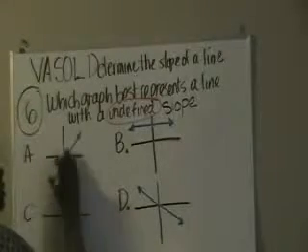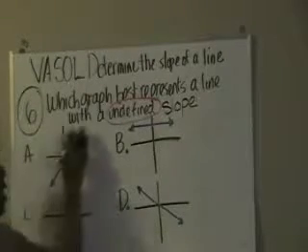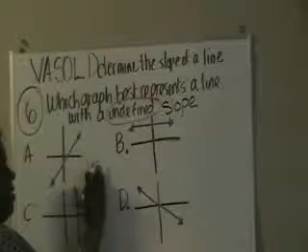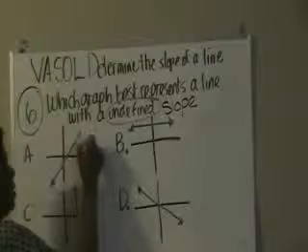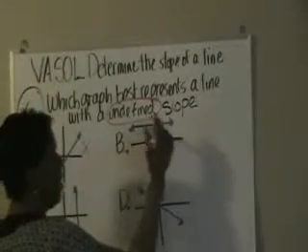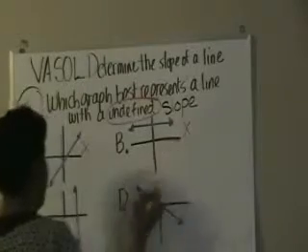You want to look at this one and say, okay, that's going up, like the roller coaster, so that's positive. So it's not that one. This one is like the floor or driving a car, that's 0. It's not that.